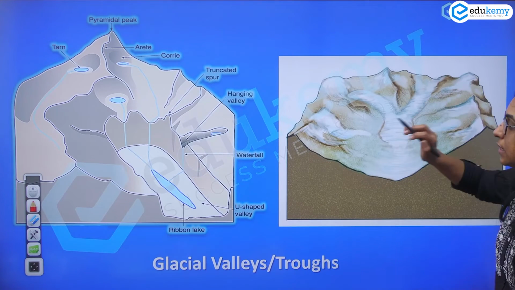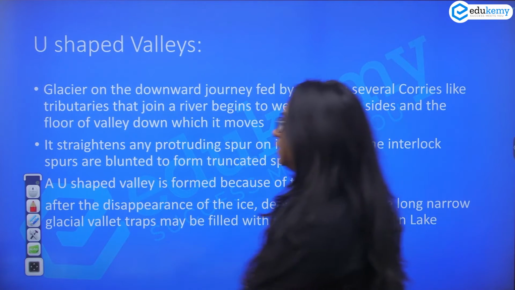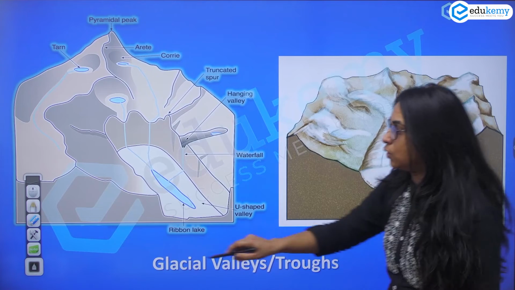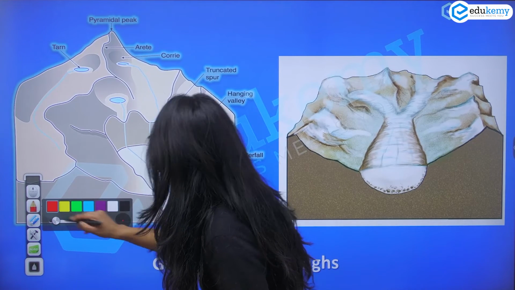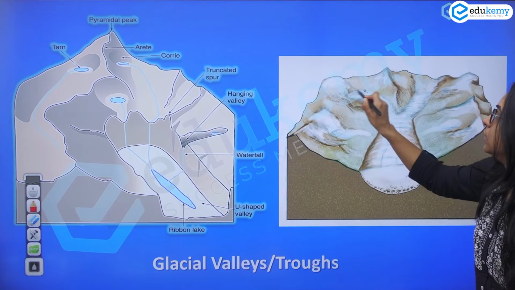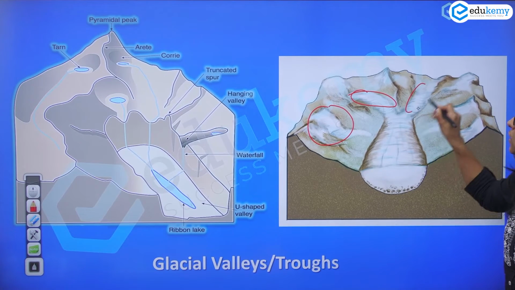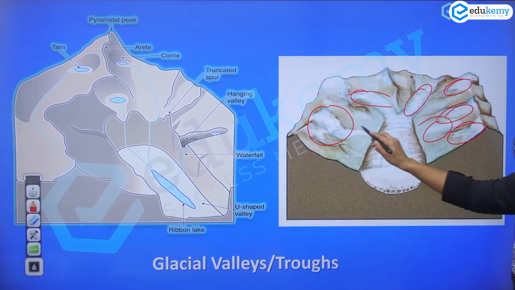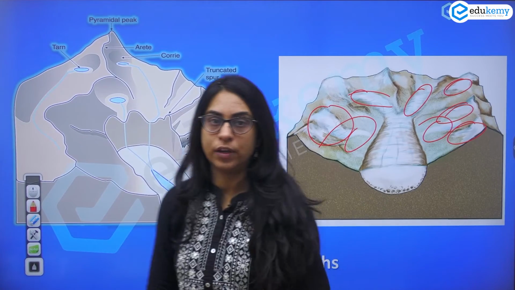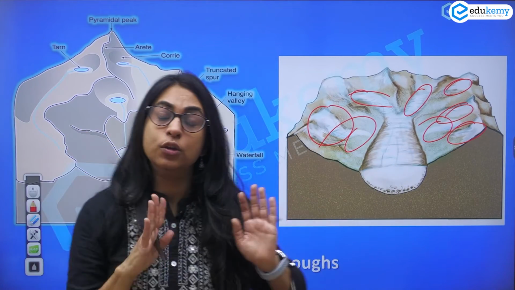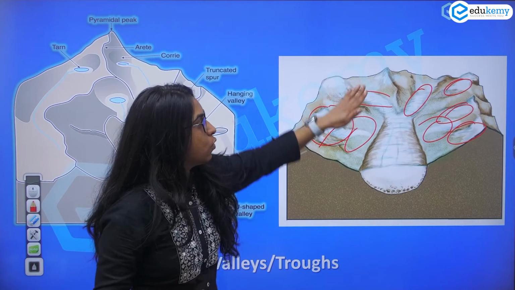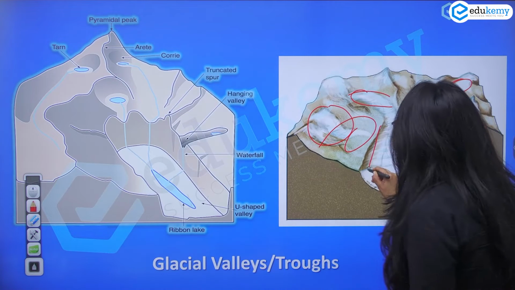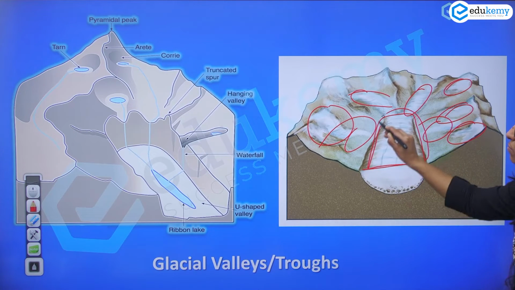Now as the glacier moves, this is one glacier which is moving. This is the other glacier which is moving. This is the third glacier which is moving. The fourth glacier, fifth glacier, sixth glacier, seventh glacier, glaciers and glaciers which are moving. Now as the glaciers are moving, the movement is slow. At one place, all these glaciers, the ice, they meet.